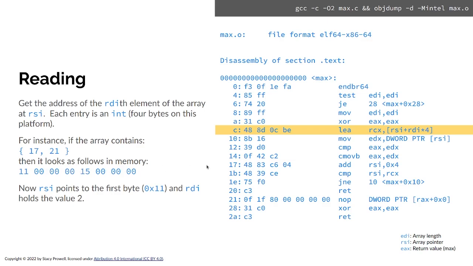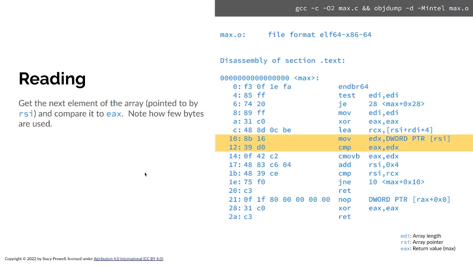Okay. And so at the end of this, RDI is going to hold the value 2 because there were two things in here. And RSI is going to point right here. Initially, it pointed right here. Sorry, RSI is going to point here. RCX, pardon me, is going to point right here at the first byte past that, at that little gray box. So then what we're going to do is get the 4-byte, the D word, pointed to by RSI and put it in EDX, which is the 32-bit register. So this goes and gets the 0th element out of the array and puts it in EDX.